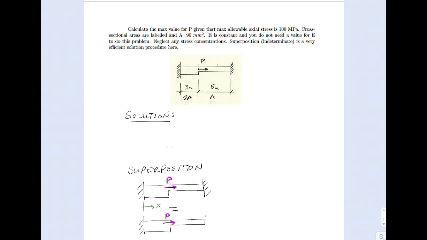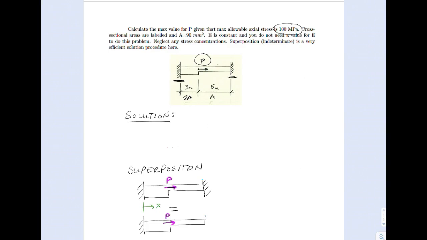A problem we'll look at now is a beam that has an axial load on it. You'll notice that the beam has a wall restraint at both ends. It's an 8-meter beam with a point load in the middle, and we have a change in the cross-sectional area. What we're asked to do is find the maximum value of that load P with a constraint that the maximum allowable stress can only be 100 megapascals.